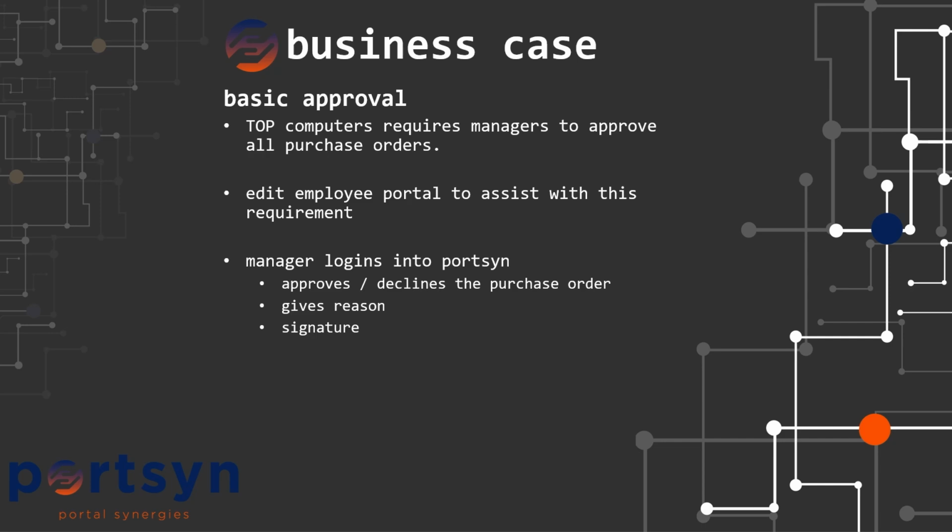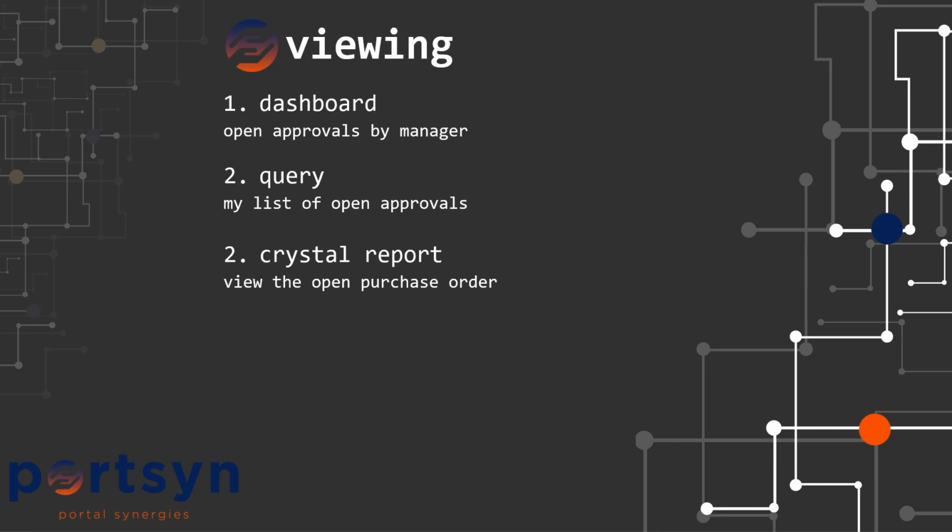We want the managers to be able to log on to Portsyn, approve or decline the purchase order, give their reasons, and sign it. We're going to start now by showing you the 3 different ways that we can view information in Portsyn. Number 1, we're going to start with the dashboard, where I just want to see a list of all the pending approvals by manager.